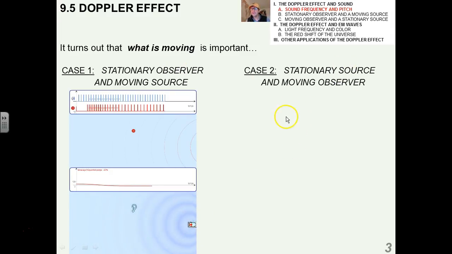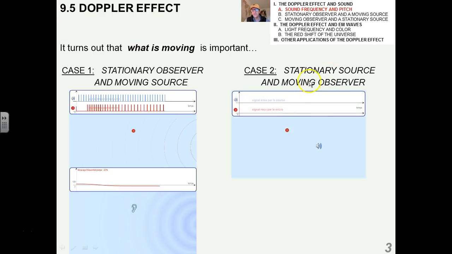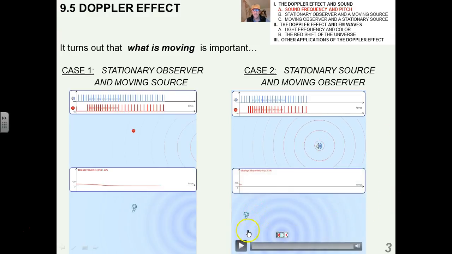We have a stationary source and a moving observer. It turns out that it sounds the same in terms of a high pitch to a low pitch, but the physics, the mathematical modeling, is actually a little bit different, okay? So let's check it out. So here's a stationary source and a moving observer. So higher frequency, lower frequency. Okay, so it's the same general trend as before, and again the ambulance.